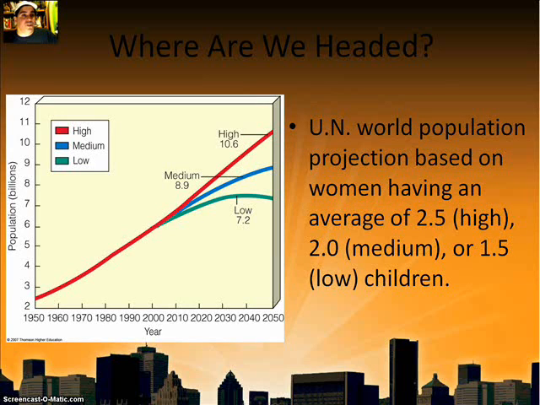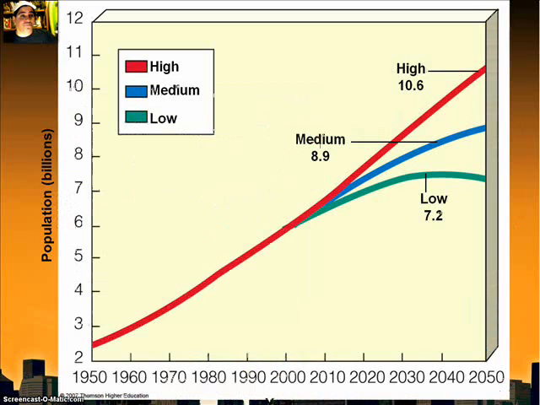So this is what the UN projects, and here are where the numbers are coming from. If we continue with this high 2.5 children per woman, we'll have this high number here. And with the medium birth rate, 8.9, and with the low birth rate, 7.2, and that's with 1.5 children per woman. Now, obviously, they're not going to have half a kid. It's just an average thing. So we've got to look at how we do averages and determine how you get 2.5 and 1.5 children. That's a lot of people.